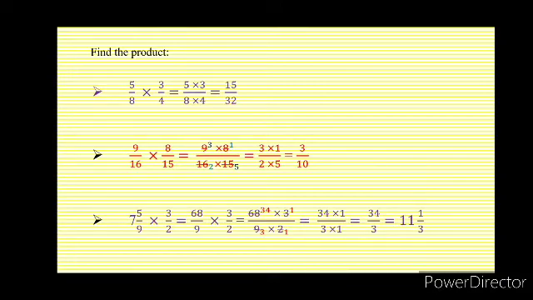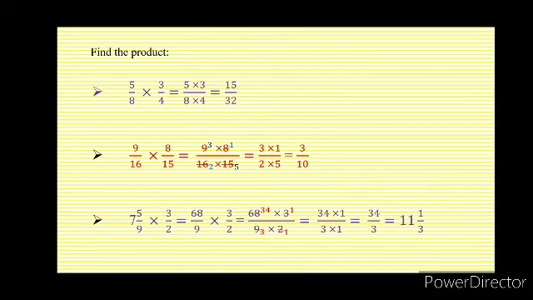And the next example, 9 by 16 into 8 by 15. Likewise, numerators 9 into 8 and denominators 16 into 15. If you see here, 9 and 15 are multiples of 3. So, reducing in the 3 table, we get 3 times and 5 times. Same way 8 and 16 are multiples of 8. So, reducing in the 8 table, we get 1 times and 2 times. So, numerator is 3 into 1 and denominator is 2 into 5 and the answer is 3 by 10.